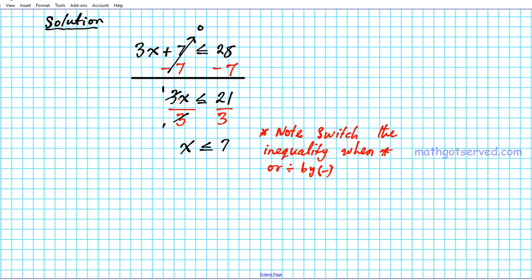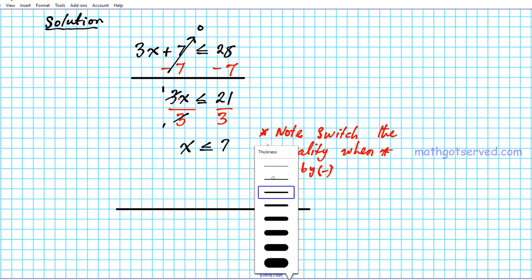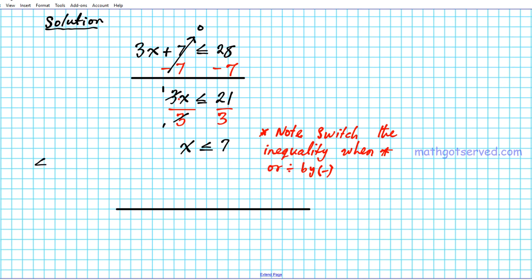Alright, let's go ahead and graph it since we're asked to graph. So, what does that inequality tell us? We have less than or equal to, so it tells us two things. One, it is going to be going to the left, since it's less than, and two, it is going to be a closed circle. How do we know that it's going to be closed? Because there's a line underneath, which means equal, which means the boundary number is included in the solution set.